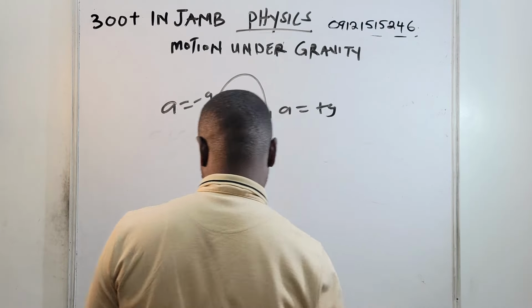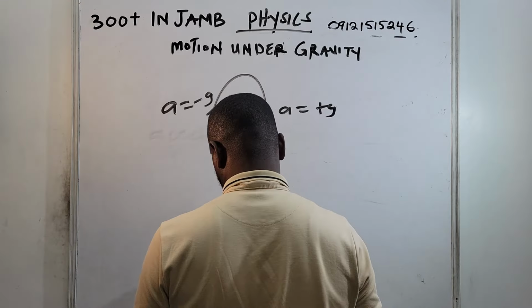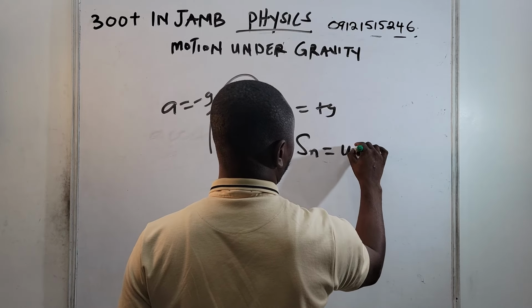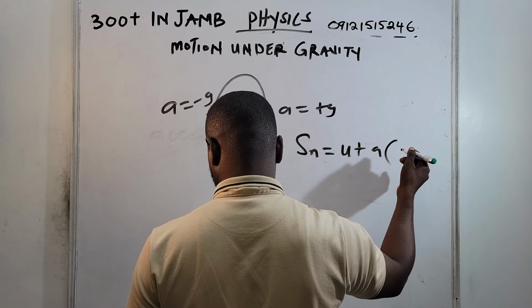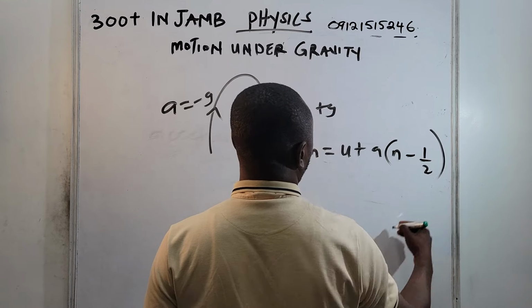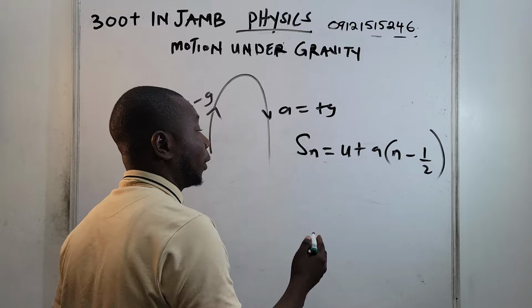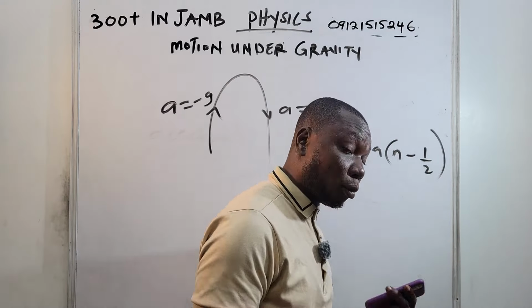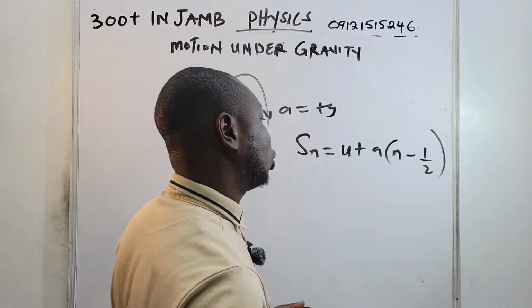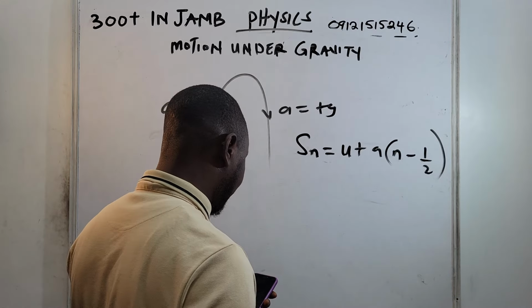I also gave you this formula where I said Sn is u plus a into n minus 1 over 2. Let's see when to apply this. Mostly in the nth seconds during motions. Okay, let's see.